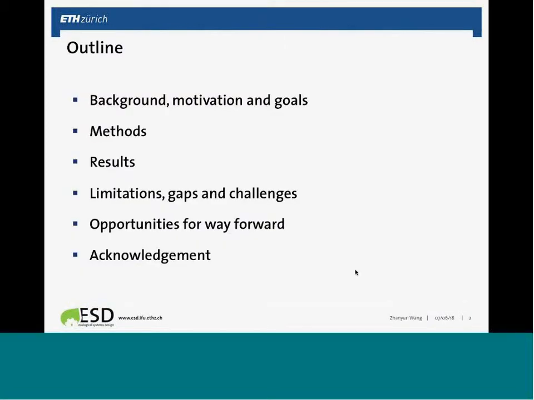Today my talk will be divided into about 6 different sections. First, I will give you some background, motivation, and goals: why we want to do this project, and the overall goal of this project. Then we'll briefly introduce the methods we used to develop the new list. Then we'll share some of the major results from this study, and also share the limitations, gaps, and challenges. We also will look a bit into the future, how we may address some of the issues identified, and give brief acknowledgements.